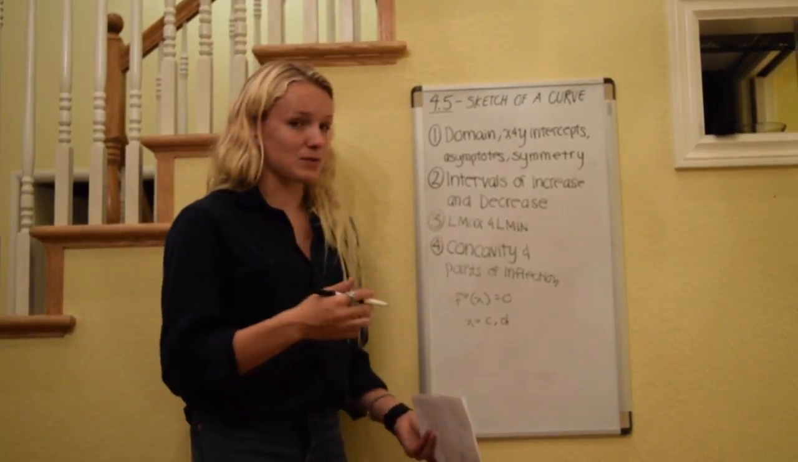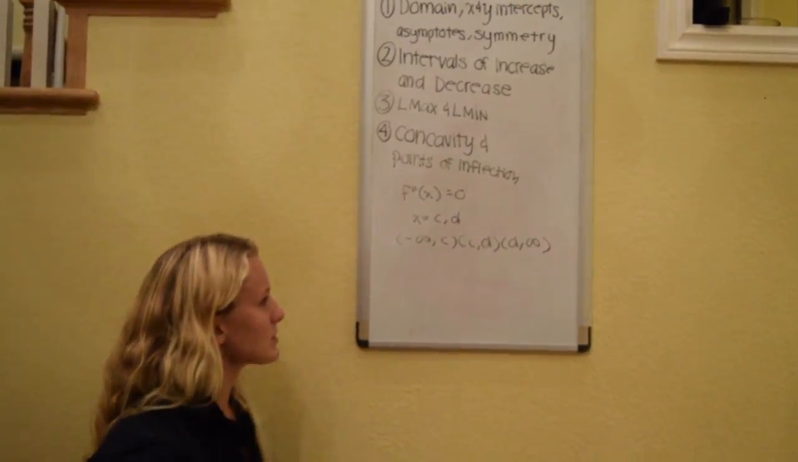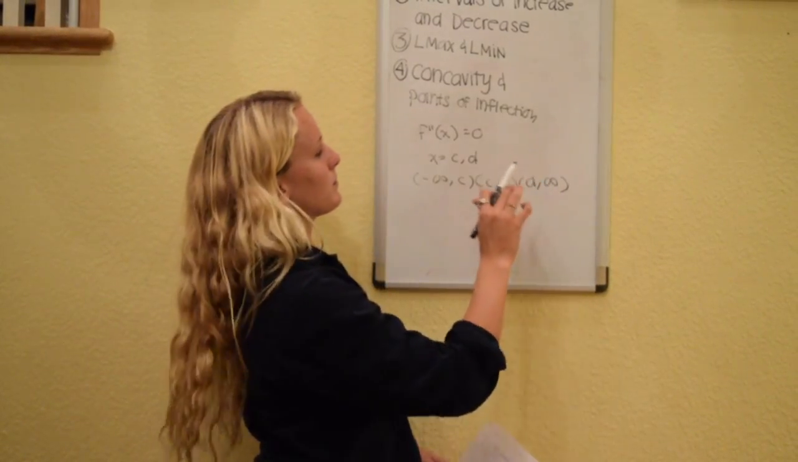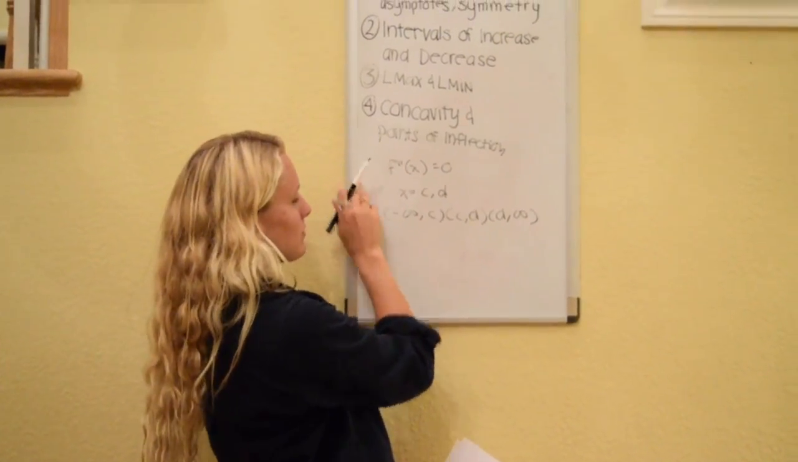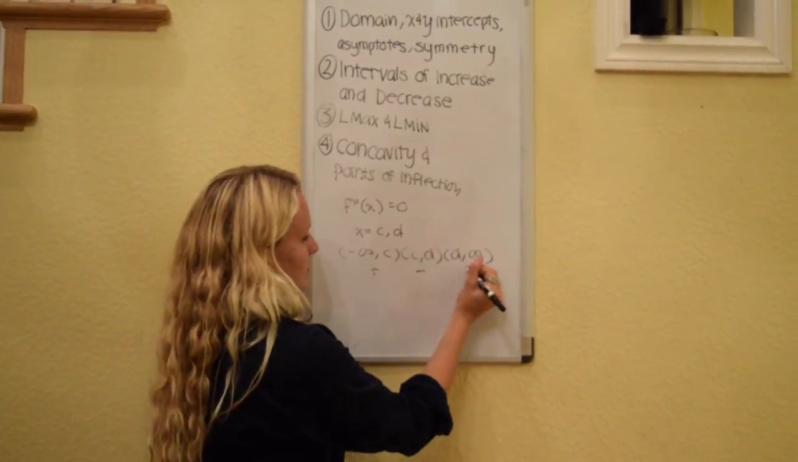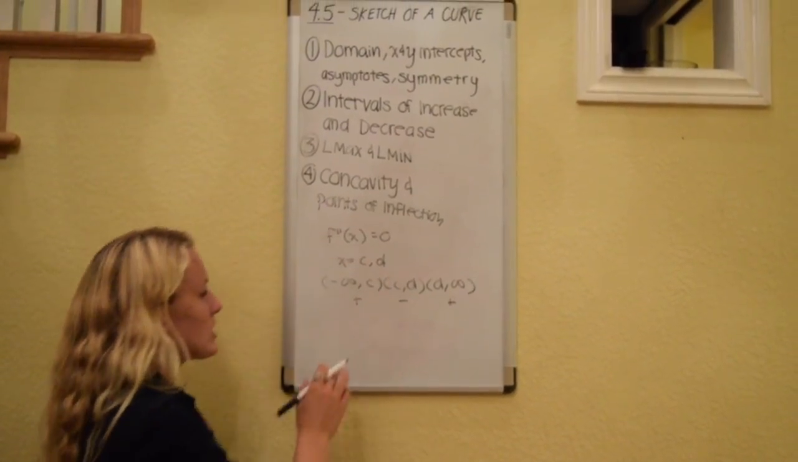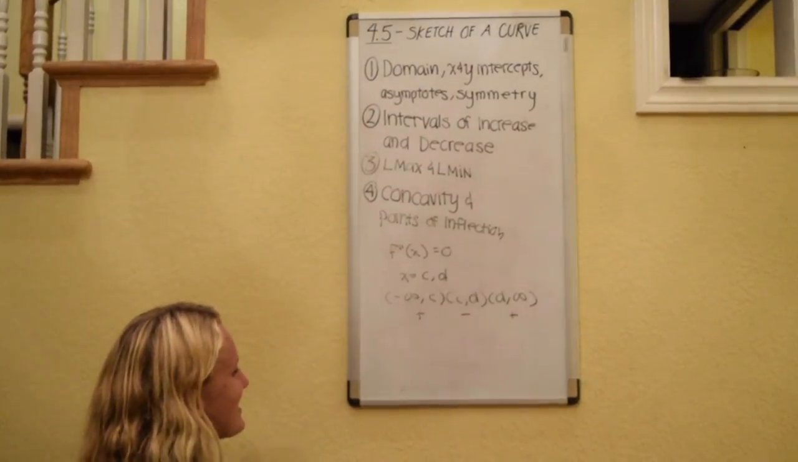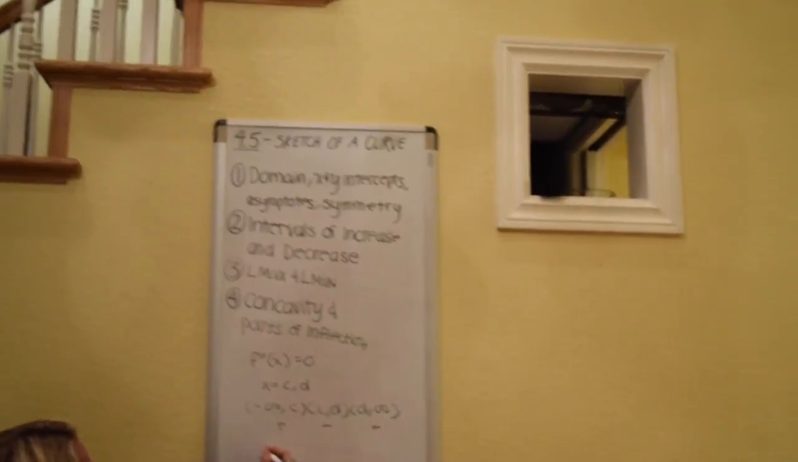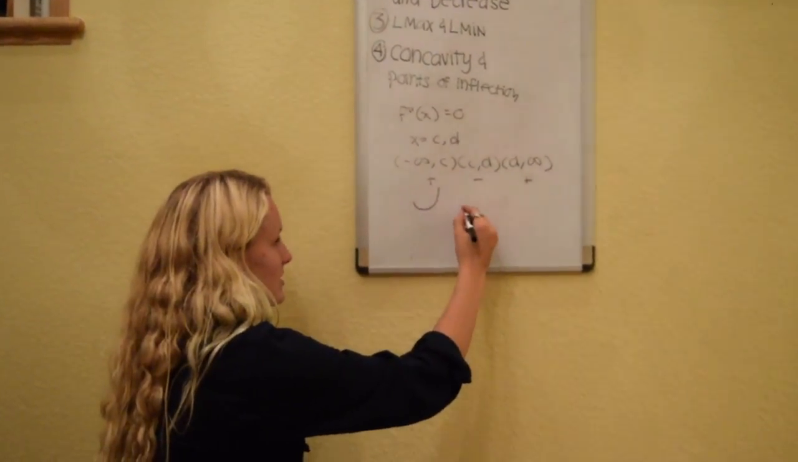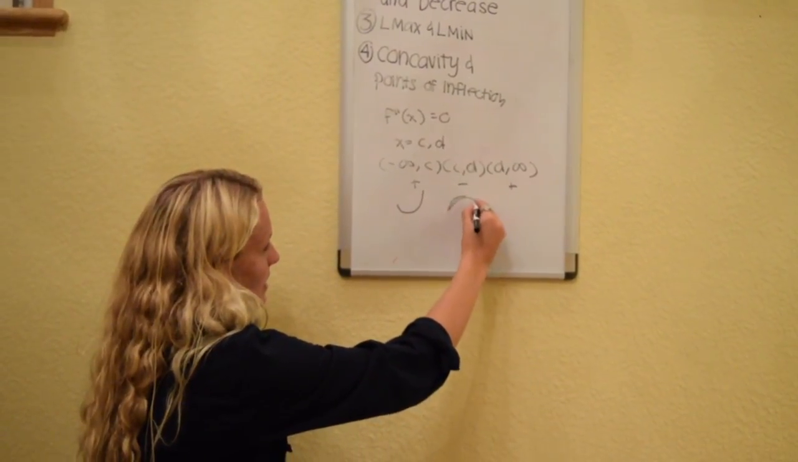Then again, we're going to set up intervals. And then once we have those intervals, we'll pick a value on each of the intervals and plug it into the second derivative of x and look for the sign. So say once we plug that in, we get positive, negative, and positive values for each of these. So a positive sign here tells us that it's concave upwards, so that looks like that. A negative sign tells us that it's concave downwards, so something like that.